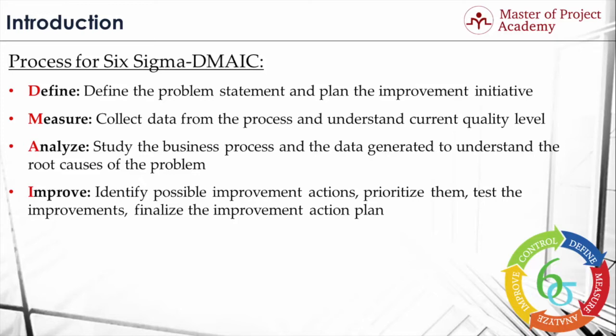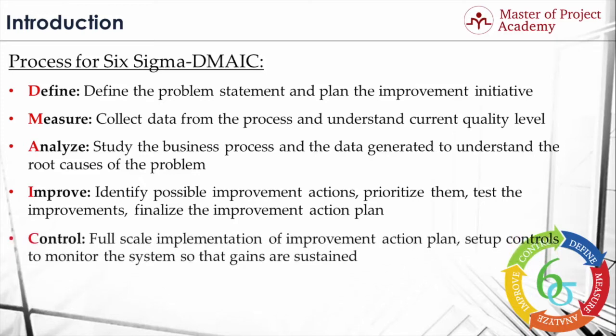The fifth and the last phase is control. This phase aims to ensure the full-scale implementation of improvement action plan, and set up controls to monitor the system so that gains are sustained. In this phase, the team implements the solution and transfers the ownership of the new improved process to the responsible owner. The team puts a control plan in place to monitor ongoing performance. They use statistical tools to monitor stability of the new process.